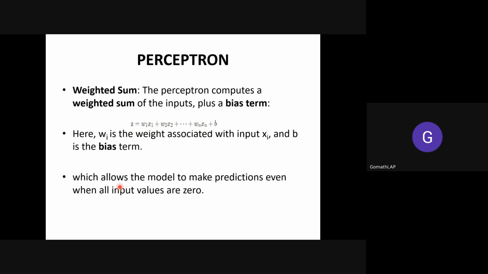The bias allows the model to make predictions even when all the input values are 0. Because all input values may be 0, we can still get a prediction, since finally these values will be added to the bias term. So by using this term, we can make a prediction.